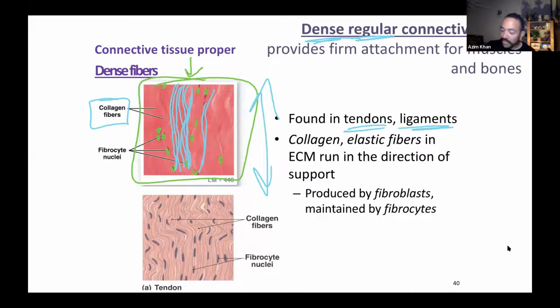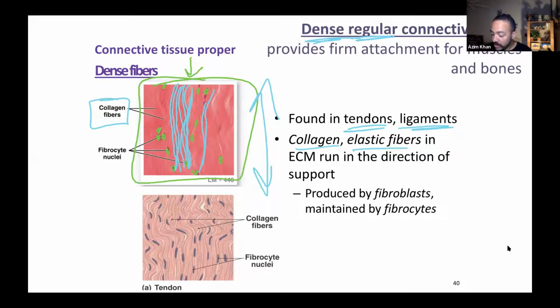So dense regular connective tissue provides firm attachment for muscles and bones. Tendons are muscle to bone, ligaments are bone to bone. What we see there is collagen fibers. There's also elastic fibers, but you can't really see them, so you just again have to believe me. There's collagen and elastic fibers in the extracellular matrix.